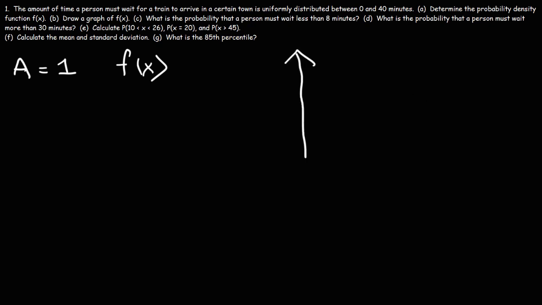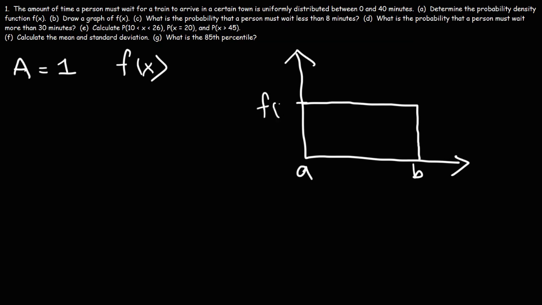Well, let's draw a graph. Now, f of x is going to be constant, as we said before, because it's uniformly distributed. So this is going to be a horizontal line, and this is going to be from the interval a to b. So this is our f of x value, or our y value in this graph. And we said that the area under the curve, that is the area of this shaded region, which is basically the area of a rectangle, is equal to 1.